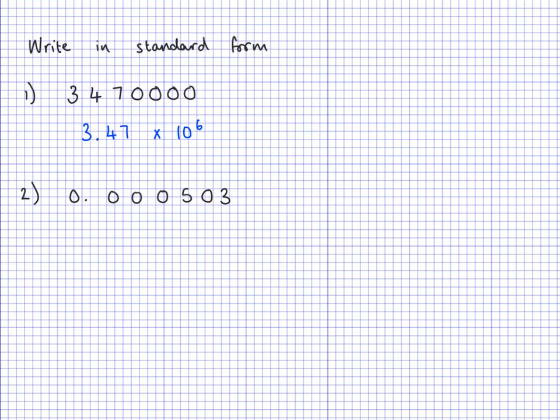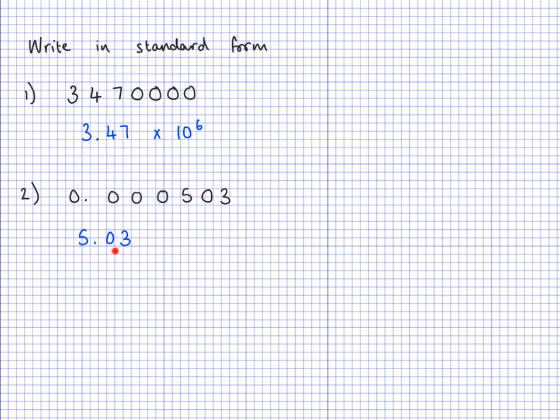Now, for this number, using these digits, a number between 1 and 10, so that's going to take this position, I need 5.03. So let's write that down, 5.03. Now let's think about how the decimal point changed. So the decimal point is here, and the decimal point needs to go there. So there's 4 digits that need to move over the decimal point so that the decimal point is here, and we have the number 5.03.